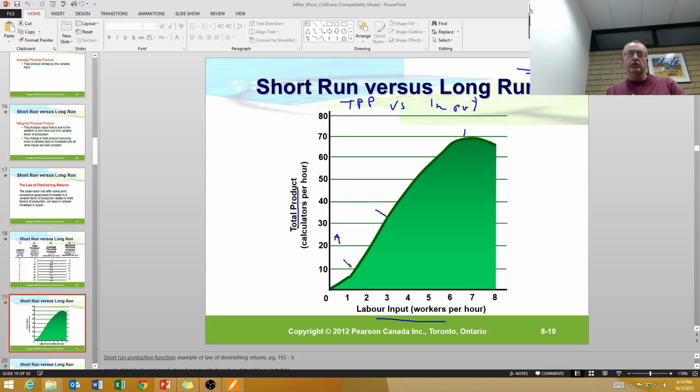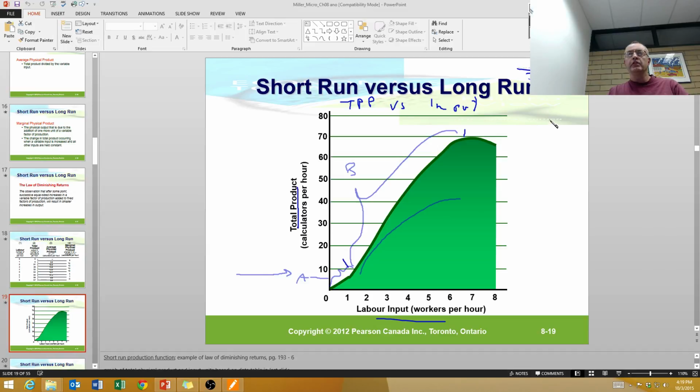Oh, sorry. I'm just going to scratch that. Oops, didn't work. Oh, there we go. Okay, so we have section A over here, where as our number of inputs increase, we have output increasing at an increasing rate. Then we have section B here, where as we increase the number of units of input, output increases at a decreasing rate. We can see the slope of the curve starting to curve down.